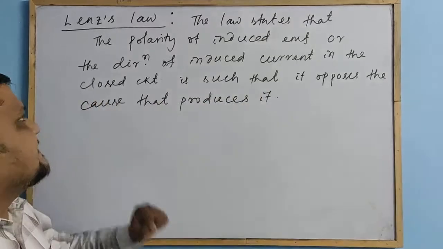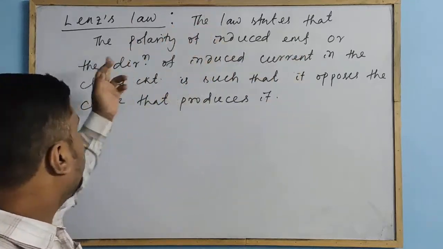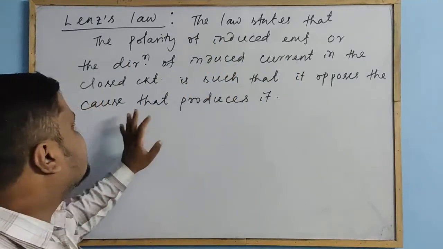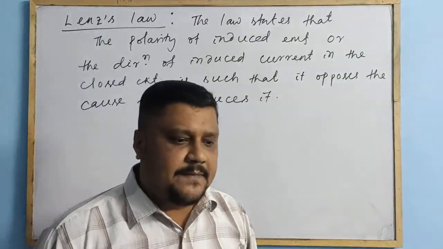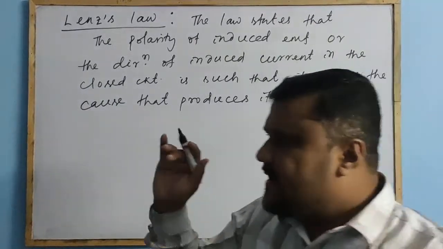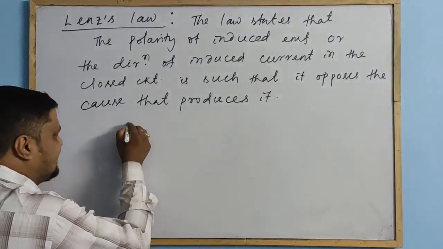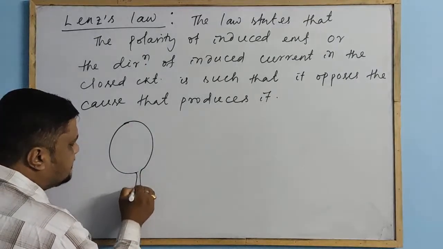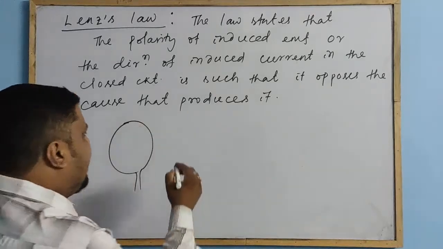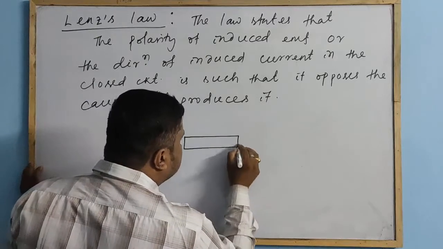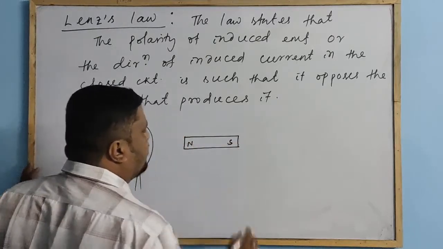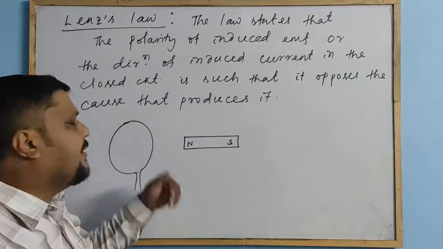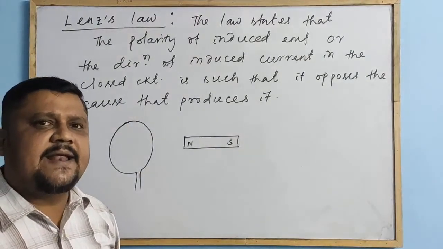Now let us understand this. The polarity of the induced EMF or the direction of the induced current, because the EMF will give you the current in the closed circuit, is such that it opposes the cause that produces it. Suppose this is the loop and the galvanometer is connected like this. And let there be a bar magnet with its north pole and south pole, but both are at rest. There is no relative motion, so there is no current induced in the coil. You already know that from Faraday's and Henry's experiment.